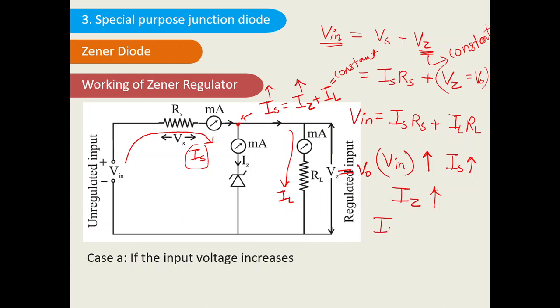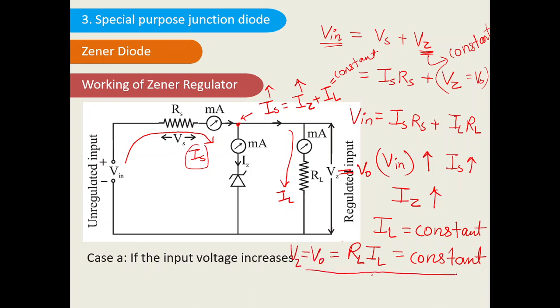So in this case, IL is constant. That means IL into RL is constant, since RL is constant. And IL into RL is nothing but Vo, and Vo is nothing but Vz. So in the end, we get that Vo is constant, right? Okay, so this was all about case A. You can pause the video and write the things down.